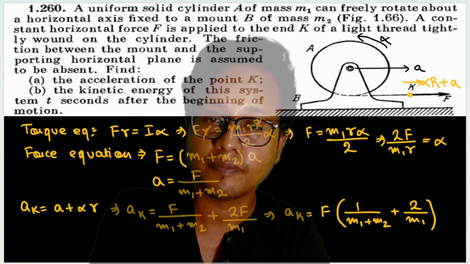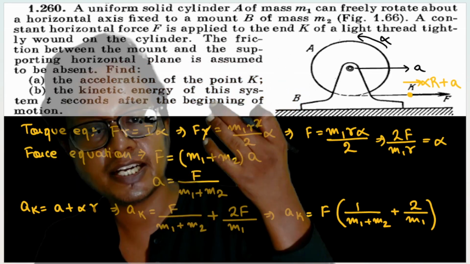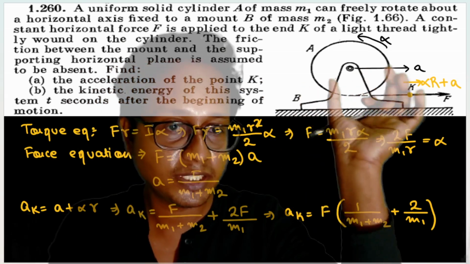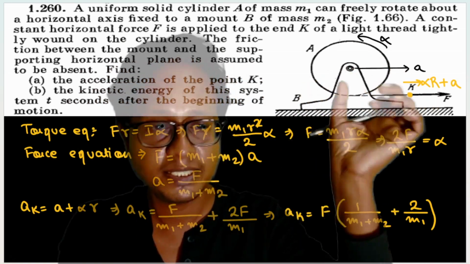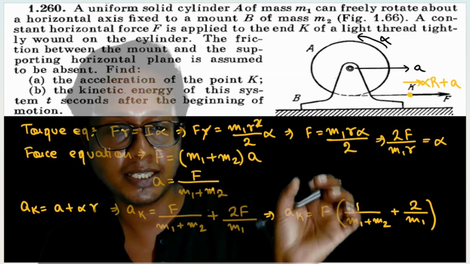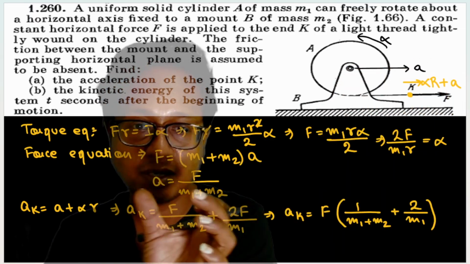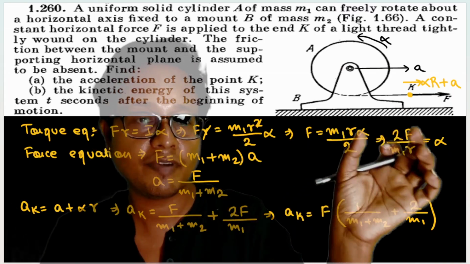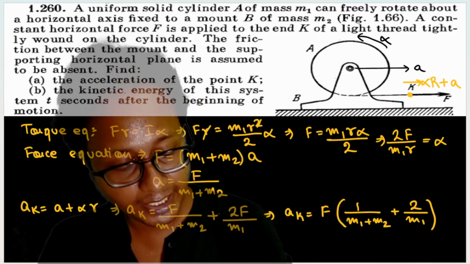Now the second part of the question. The kinetic energy of the system t seconds after the beginning of motion. So the kinetic energy of the system would be nothing but rotational kinetic energy plus translational kinetic energy, isn't it? See, acceleration of point k is constant, and the value of linear acceleration, F divided by m1 plus m2, is also constant, and the value of rotational alpha is also constant. So what is the total kinetic energy?